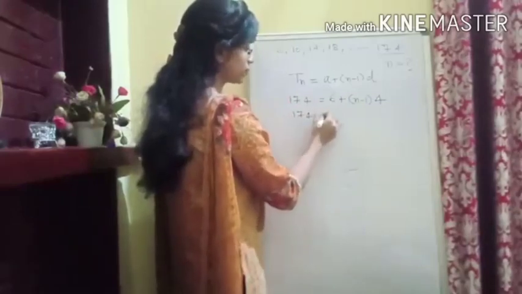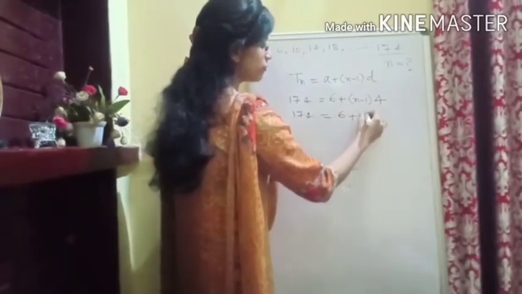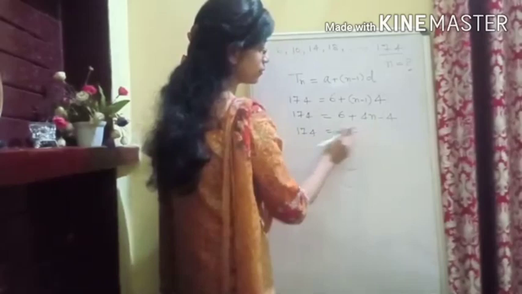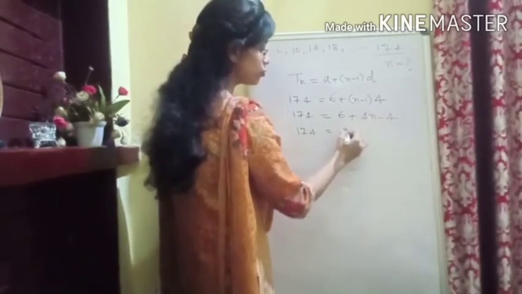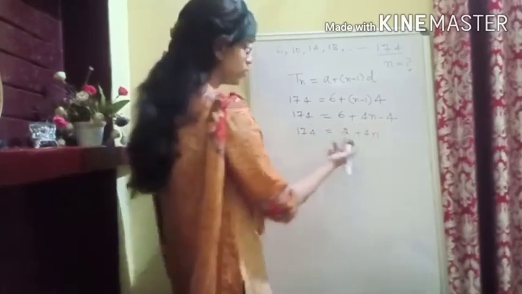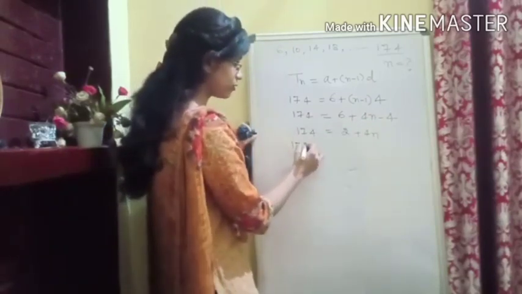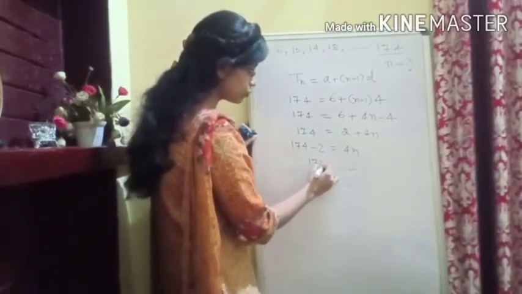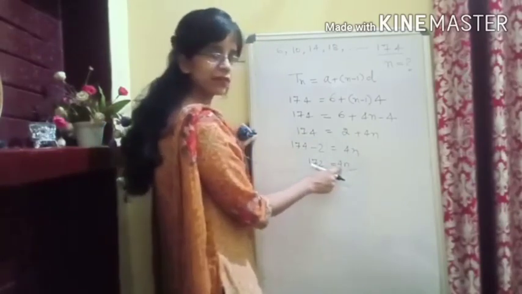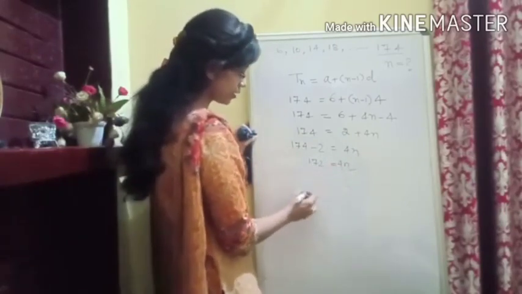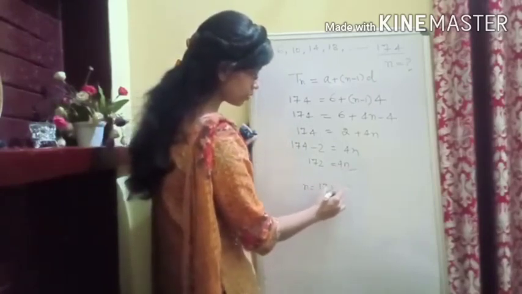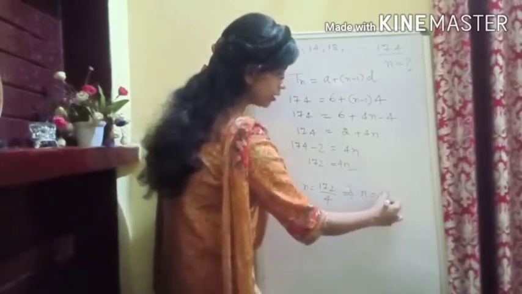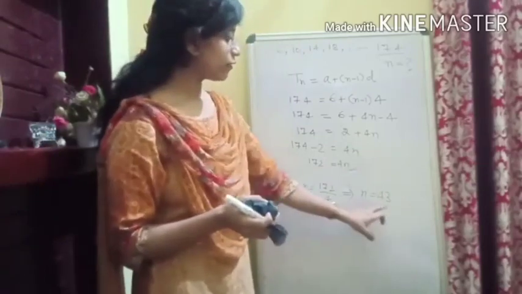Let us open the bracket. You can solve it anyhow. This will be 4n minus 4. 174 equals 6 minus 4, which is 2, plus 4n. Is it clear? Now this 2 will come to this side, 174 minus 2, and there we have 4n. So this will be 172 equals 4n. Of course, 4 being in multiplication will come to the other side in division. So n equals 172 by 4, and that's how the value of n comes 43. If you simplify, n will be 43.